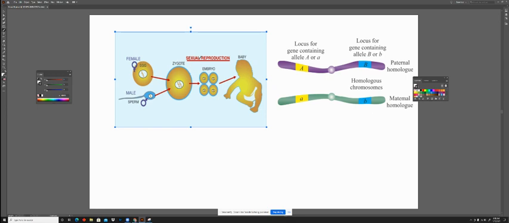So really quick, this diagram shows sexual reproduction. Organisms reproduce sexually, meaning there's a male and a female, male and female reproductive cells, as opposed to asexual reproduction, when organisms can just reproduce by themselves.